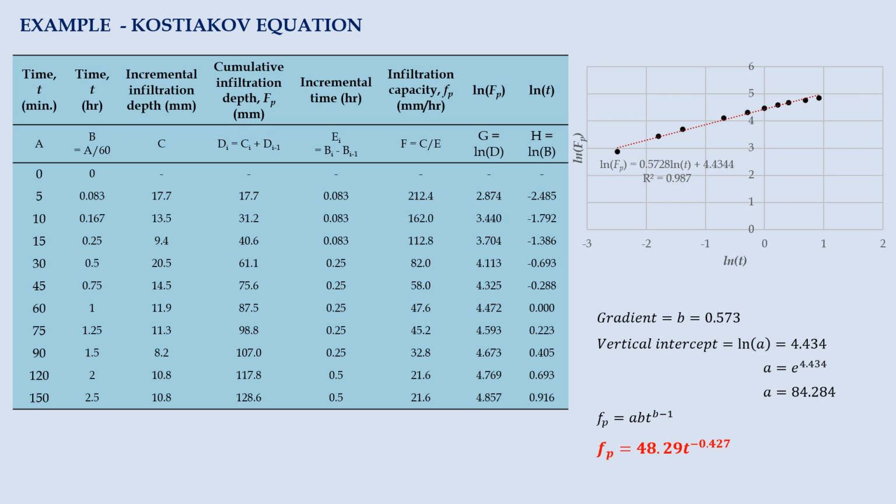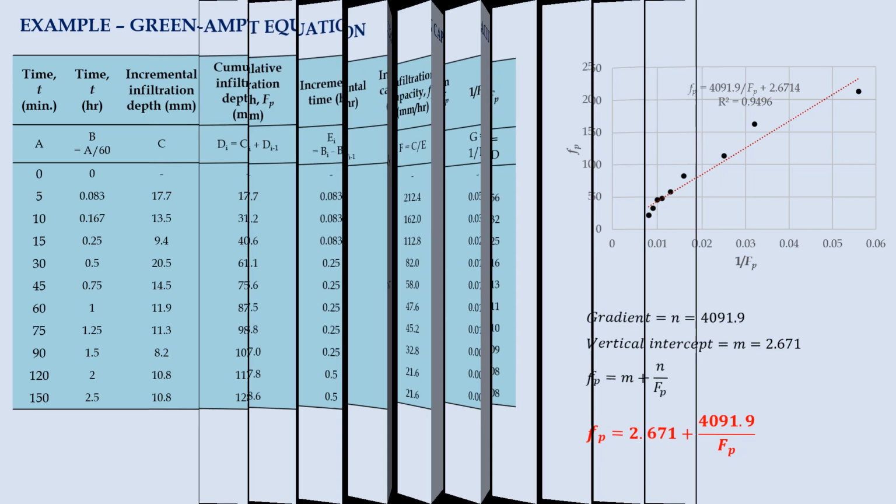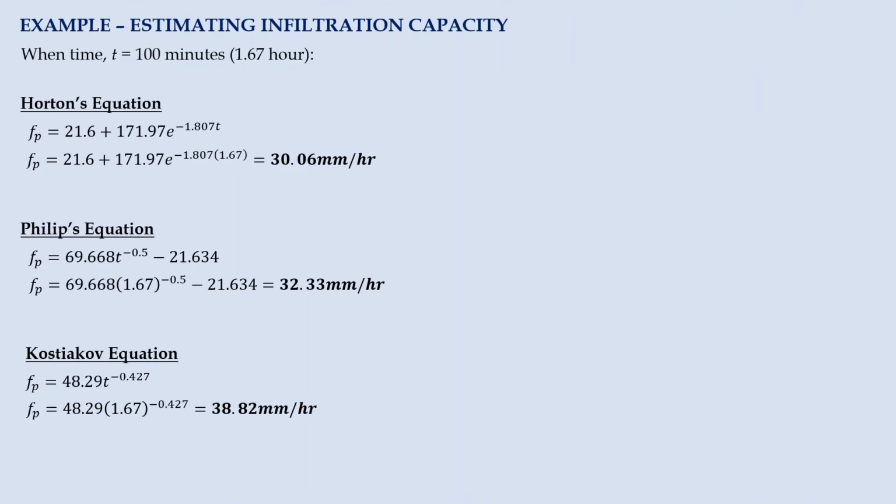The infiltration capacity would be 48.29 times t to the power of -0.427. The Green-Ampt equation requires us to determine the inverse of cumulative infiltration capacity before we can plot any graph. Only then can we plot the best fit line out of it and use M of 2.671 and N of 4091.9. All four models that describe the infiltration data are now ready.